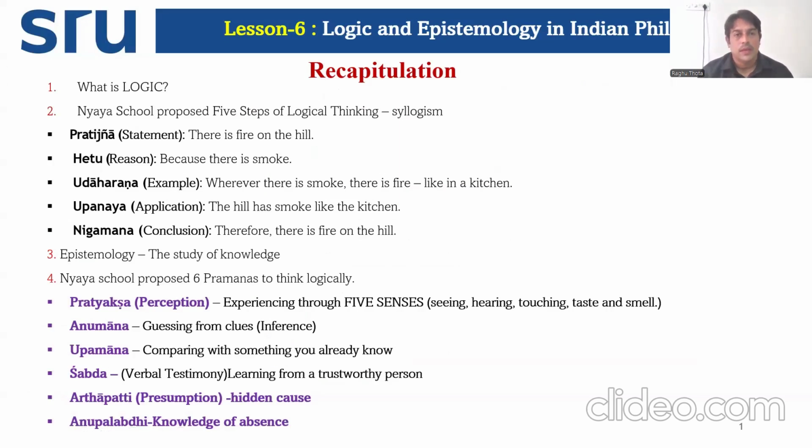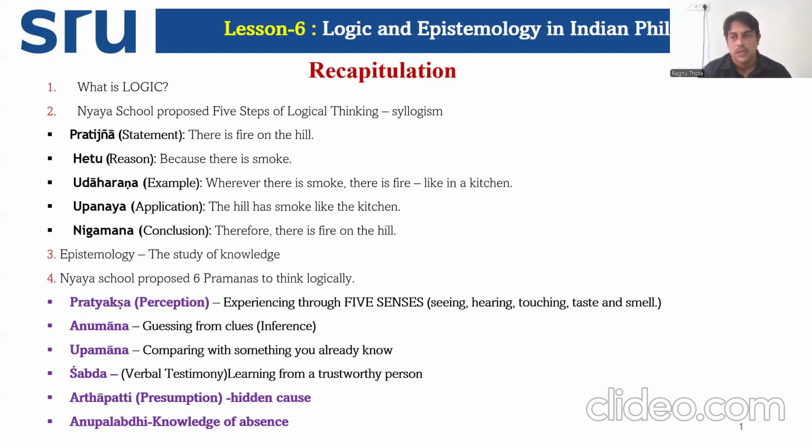Now let's recapitulate lesson number 6 with the title Logic and Epistemology in Indian Philosophy. Under lesson number 6, we had a discussion on 4 important points: what is logic, what are the 5 steps of logical thinking proposed by the Nyaya school, which is called syllogism, what is the meaning of the term epistemology, and what are the 6 pramanas, the 6 different ways of logical thinking proposed by the Nyaya school. Let us briefly discuss each point.